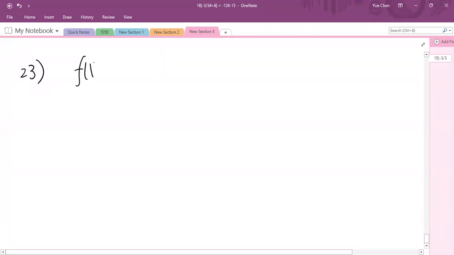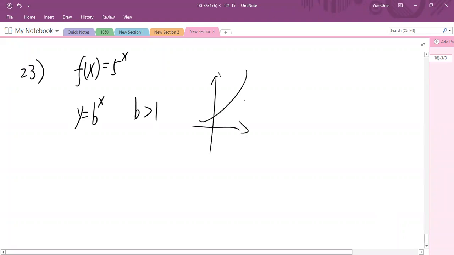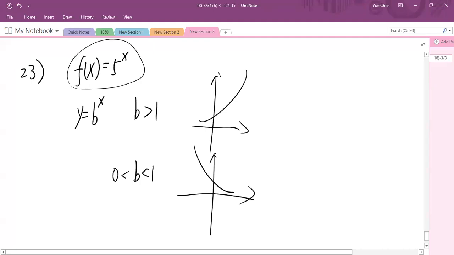Graphing f(x) equals 5 to the x. Here is a quick review. y equals b to the x. When b is greater than 1, the graph will be this one. If b is less than 1 and greater than 0, the graph will be this one. Here b is 5 for this problem, which is greater than 1, so this one is correct. Then you look at the choices. Which one has this kind of shape? Choice D would be your correct answer.